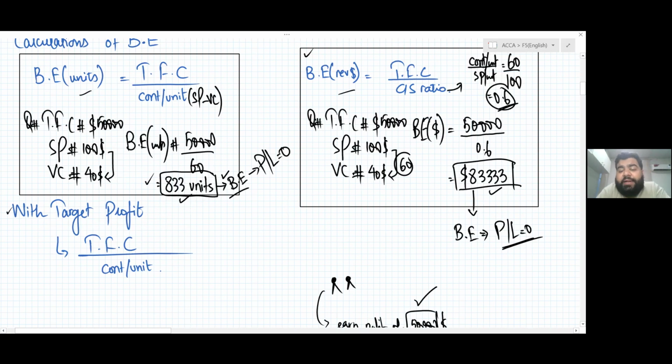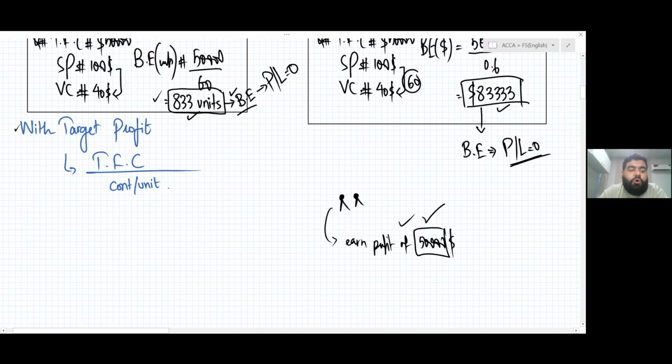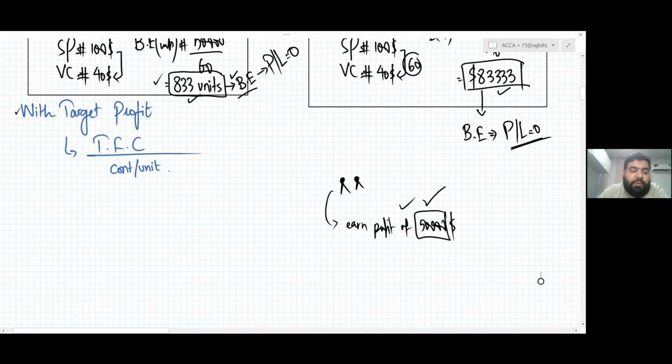But can we make a formula with which we are able to calculate how many units we must sell to earn a profit of XYZ value, like I have written here, 50,000? So there is a formula, and in the exam it can be tested. For target profit, the formula is the same as the break even: total fixed cost divided by contribution per unit. Just add the target profit to the fixed cost.